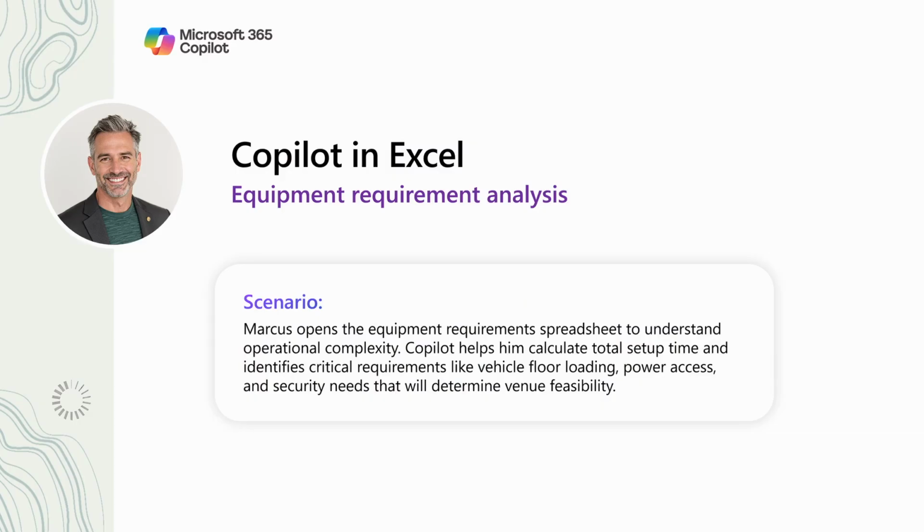Marcus opens the equipment requirements spreadsheet to understand operational complexity. Copilot helps him calculate total setup time and identifies critical requirements like vehicle floor loading, power access, and security needs that will determine the venue feasibility.